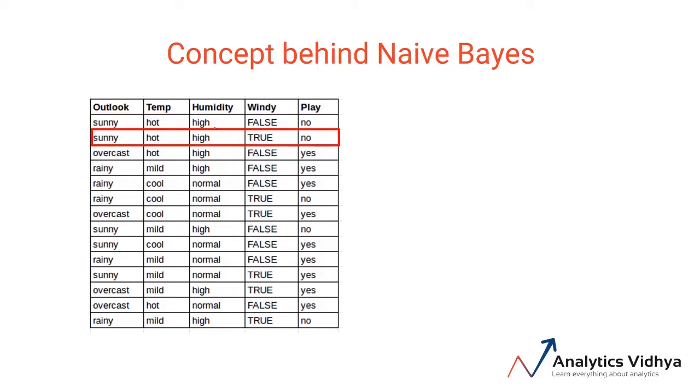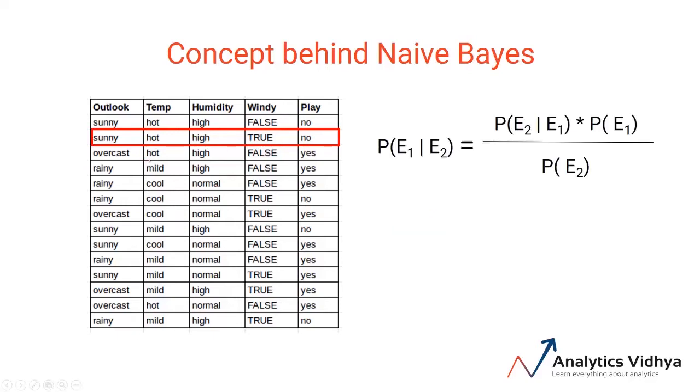So for the second row, we'll again calculate two probabilities. First, the probability that the person will play and the probability that the person will not play based on all these features. So this is in a way calculating the conditional probability where we try to predict the class based on the conditions or the features here. So recall the formula for conditional probability. In this case, we have the probability of E1 for a given condition E2.